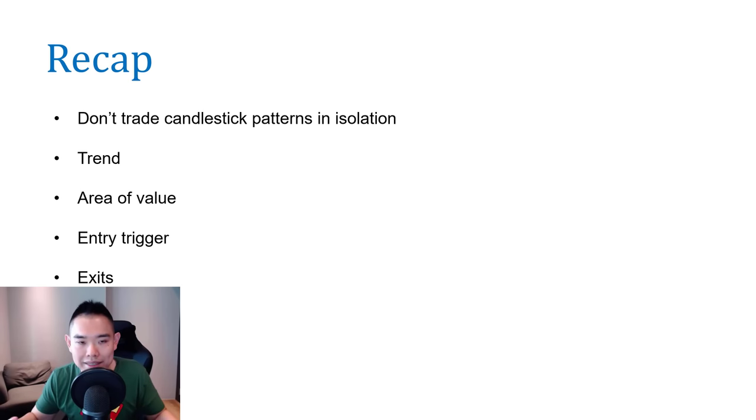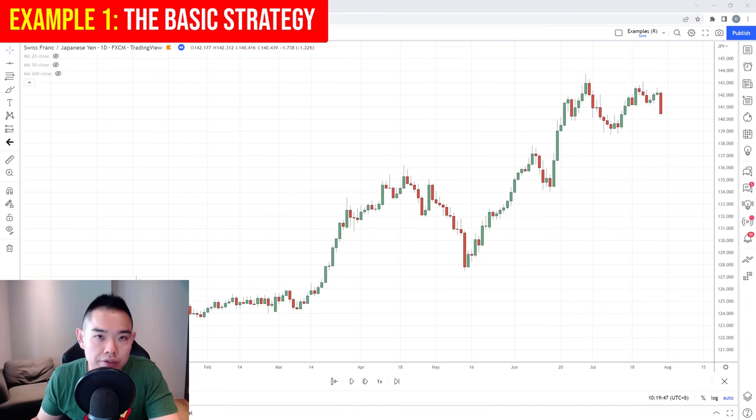So now I want to share with you some examples so you can see how all these concepts come together. This first example is the chart of Swiss franc against the Japanese yen, the daily time frame. So first thing is the trend. Let me ask you, what is the trend? Is it up or down? You can see the market is in an uptrend.